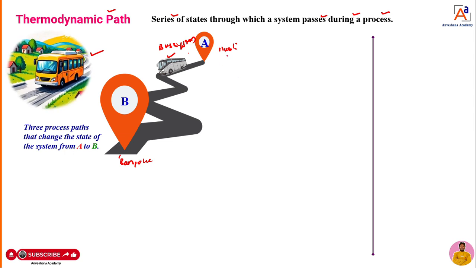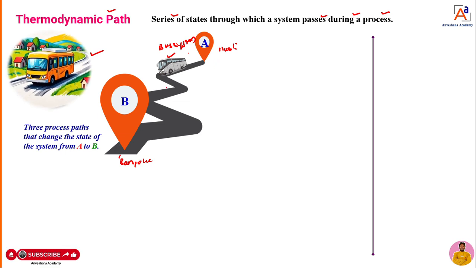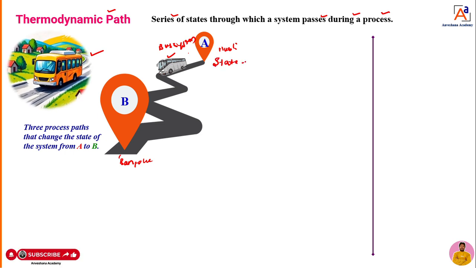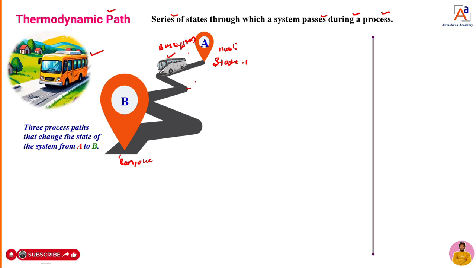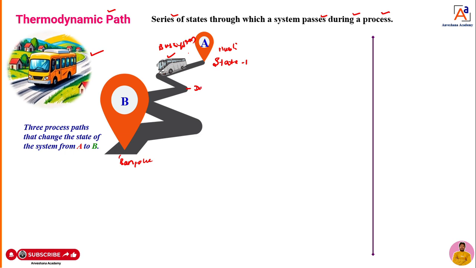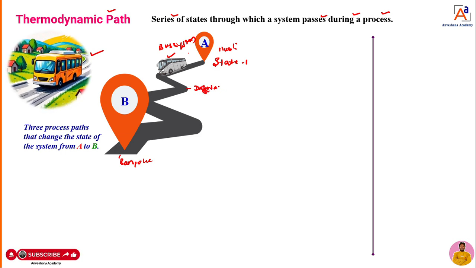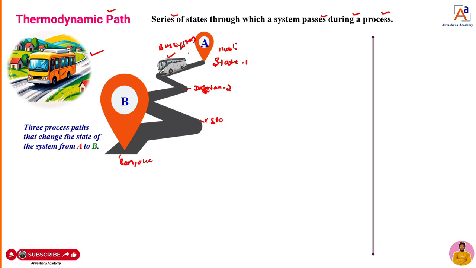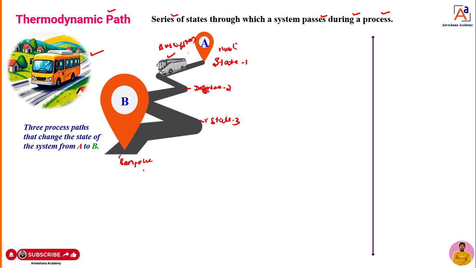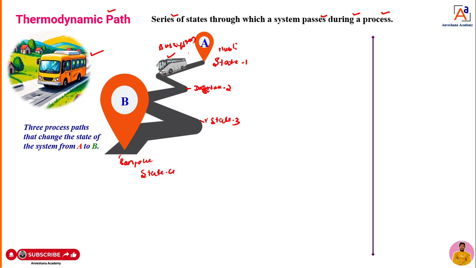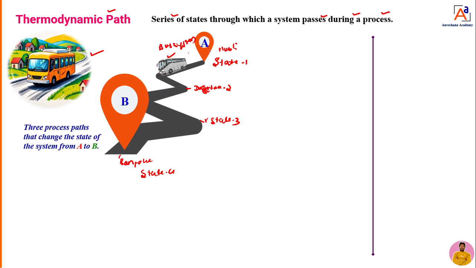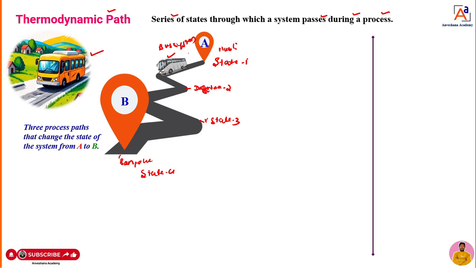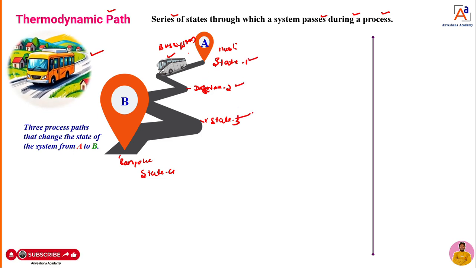When the bus is at Hubli, I can call it state 1. When it reaches Davangere, you can call it state 2. Then it reaches Tumkur, you can call it state 3. Finally it reaches Bangalore, which we can call state 4. Now when the bus moves from Hubli to Bangalore, it passes a series of states or places: state 1, state 2, state 3 and state 4.